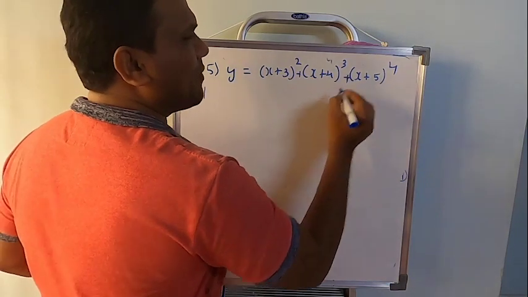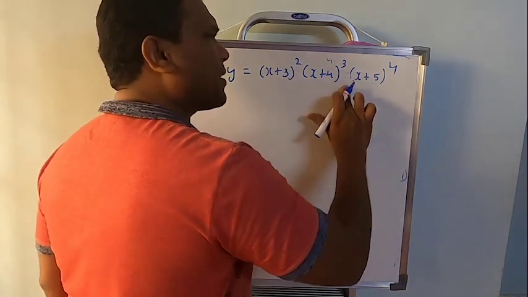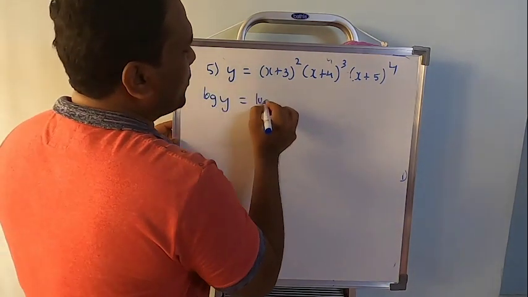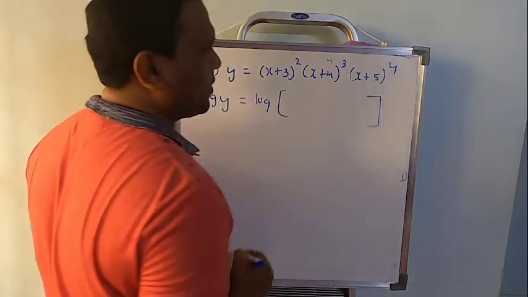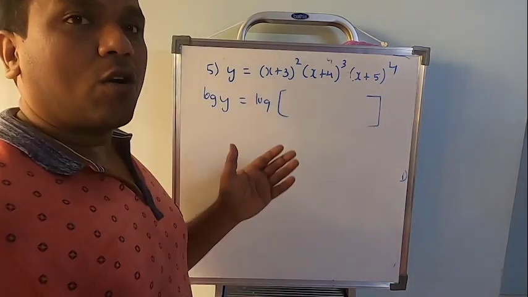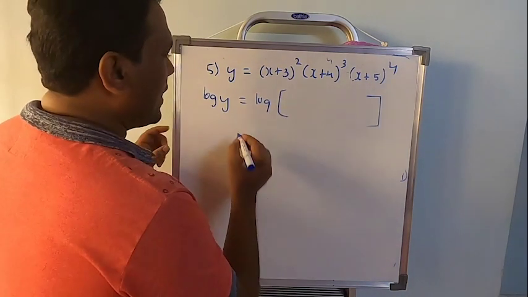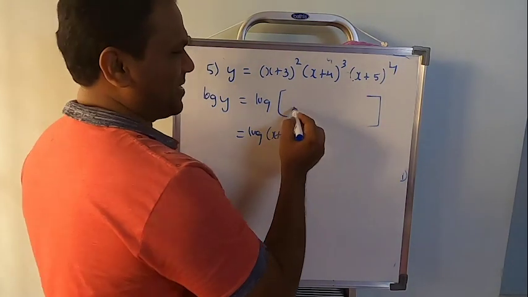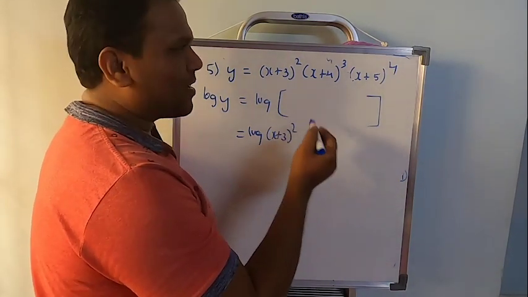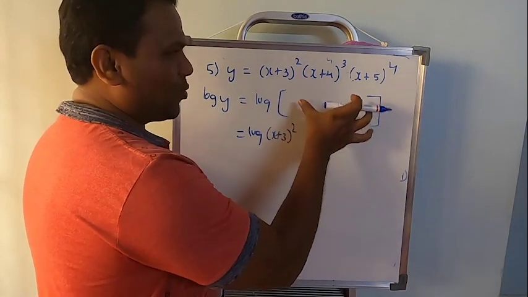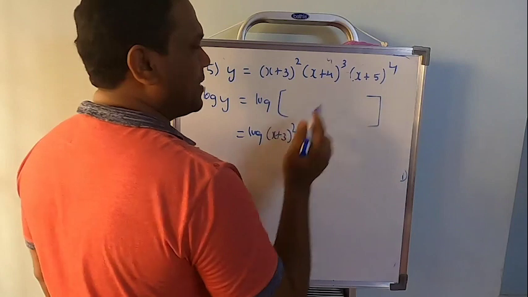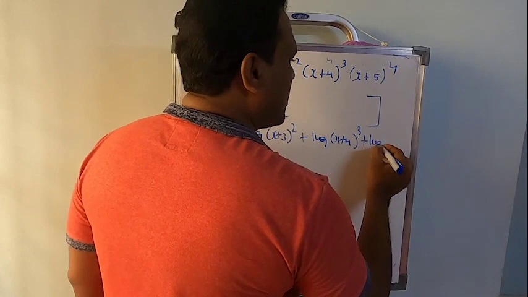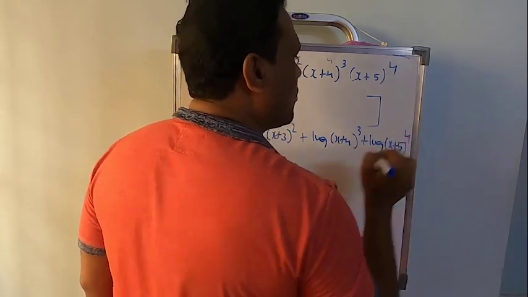Remember, just look here. I don't have a plus, I don't have a minus sign. Product. If product is there, yes, apply log directly. So this will become log y is equal to log of the whole right hand side. And now that becomes log of x, y, z. Log of x, y, z can be written as log of x plus 3 the whole square. Students, please don't leave the blank like this. I am lazy, I am not writing the whole thing here, so please write the whole thing and then continue. So it will be log of x plus 3 the whole square plus log of x plus 4 the whole cube plus log of x plus 5 whole power 4.